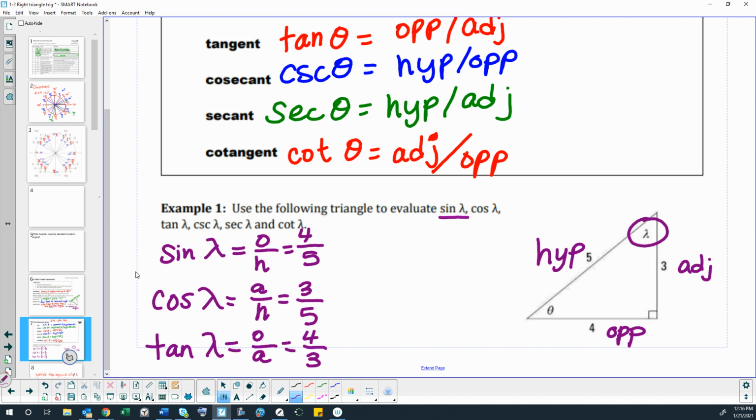Okay. All right, now let's practice the three you're probably less familiar with, which is cosecant, secant, and cotangent. So cosecant is the reciprocal of sine. That means all I really honestly need to do for cosecant is, I'm not as worried about the fact that it's hypotenuse over opposite as I am about the fact that it's the reciprocal of sine. So it would be 5/4.